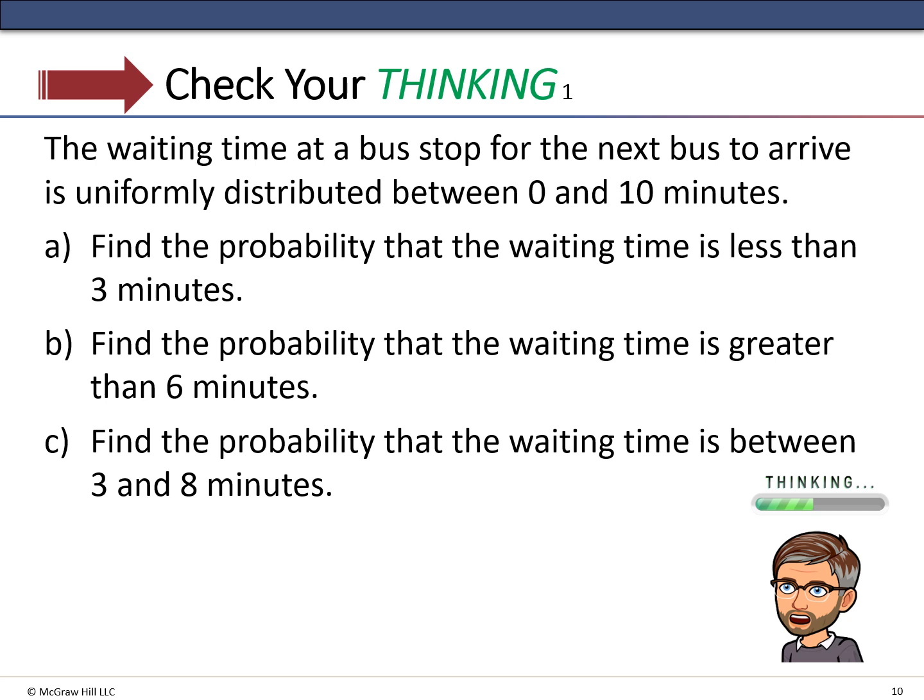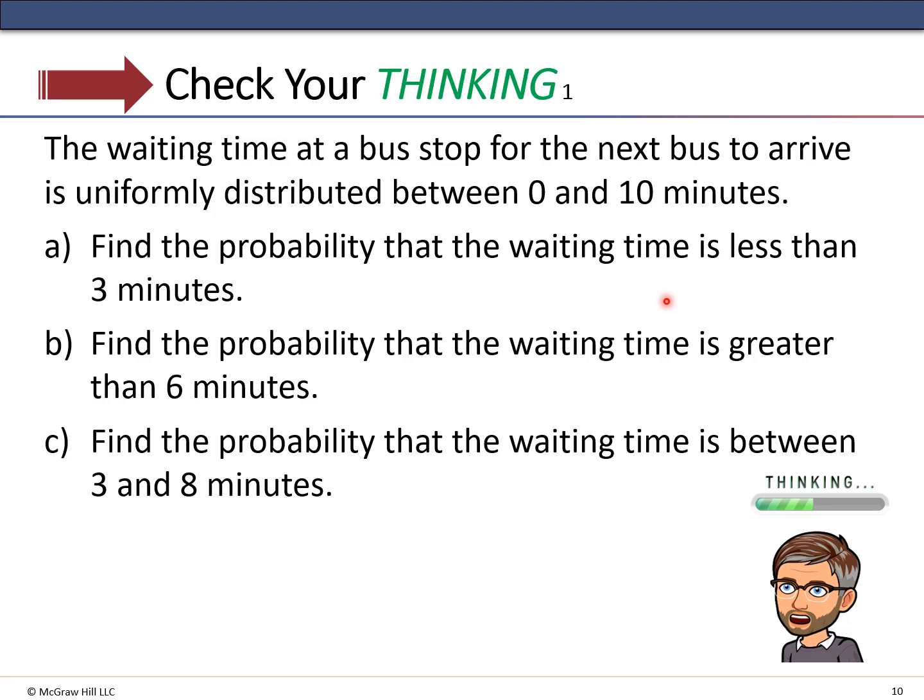Okay, hit pause, draw your uniform distribution, and then solve these three problems. Hit pause now. Find the probability that the waiting time is less than 3 minutes. Well, we first have to draw our uniform distribution table. We know the x-axis is going to go between 0 and 10. And because that's 10 units wide, we know that the height of the rectangle will be 1 over 10.